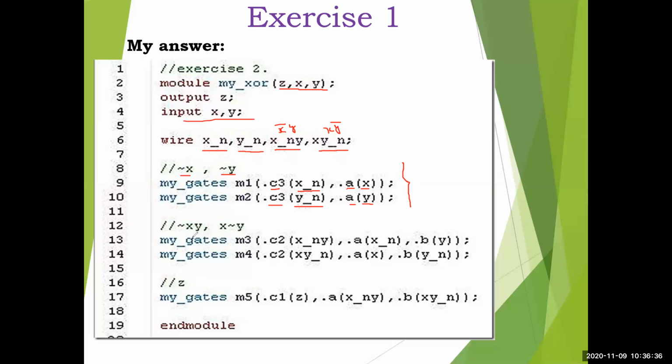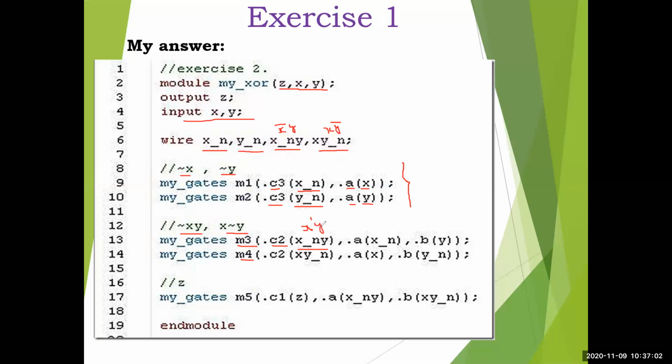Okay, in this case, next we have to implement the two products, not of x bar y and x y bar. So for that, again my gates are called with instance names now m3 and m4. So first output. Okay, so what was the AND gate output then? C2, and here it was x underscore ny. Okay, that is x bar y, it is implementing first.